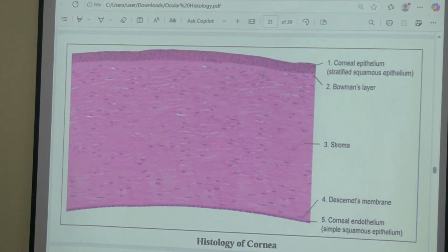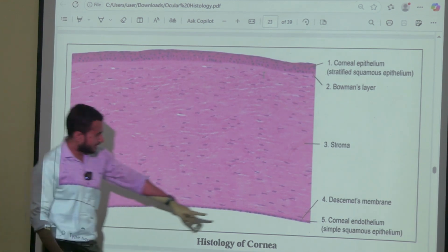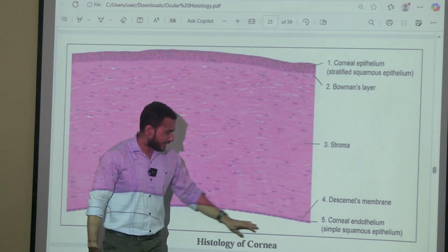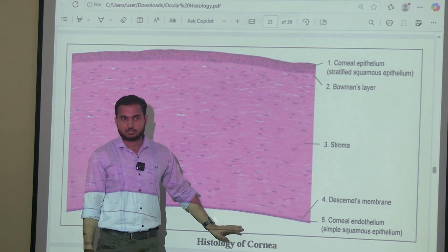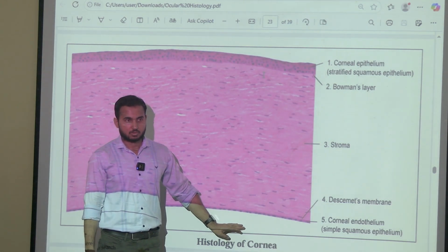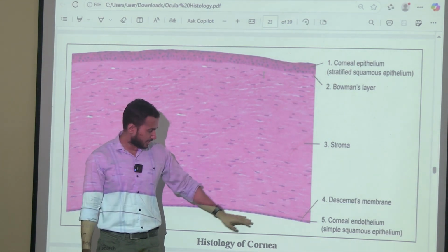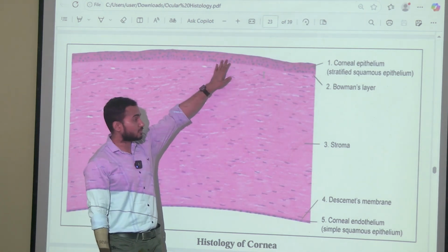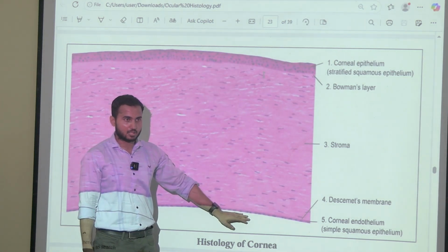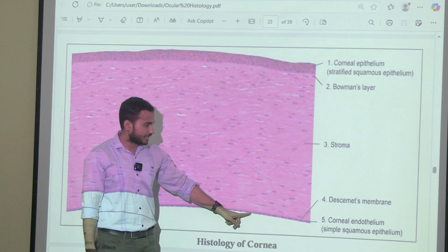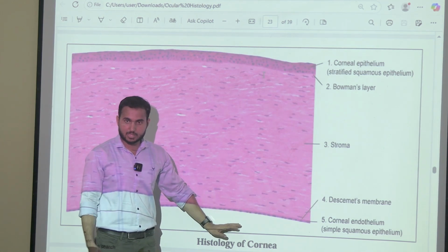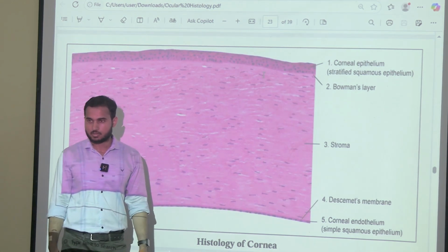Now, if you see deep to the corneal endothelium, what will be here? Any idea? Yes, tell me, what will be here? This is the outermost, and this is the innermost layer. So here we are getting the corneal endothelium. Deep to that, yes, aqueous humor will be present.